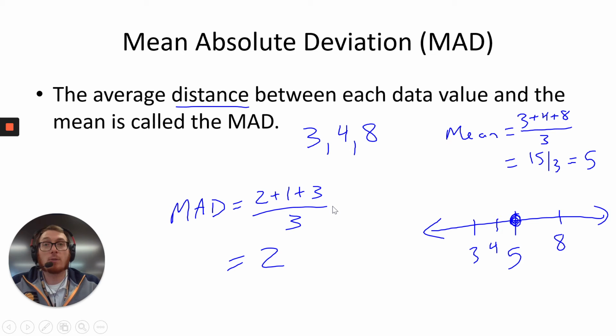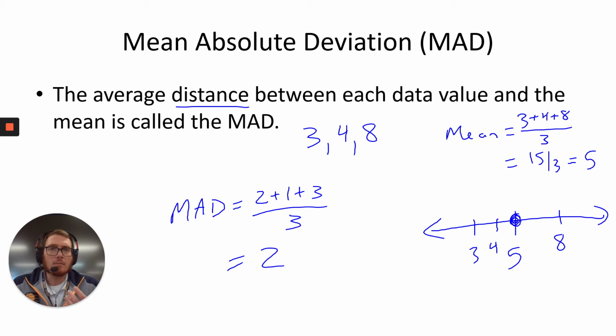Notice I didn't care if it was positive or negative. Think absolute value. I don't care which direction you go. I just care about how far away you are. So if 5 is the mean, then 3, 4, and 8 are 2, 1, and 3 spots away respectively. Then I find the average of those 3 numbers. So I add those 3 up and then divide by 3 because there's 3 numbers. And that will give you a mean absolute deviation of 2.